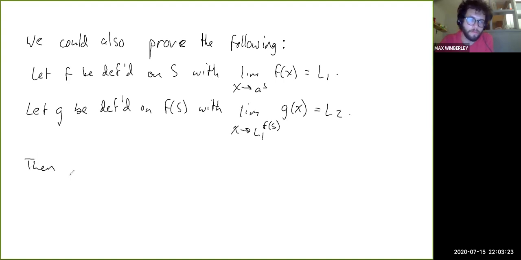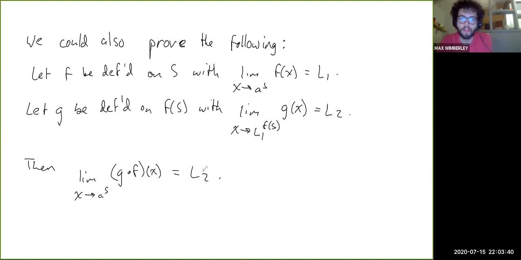Then what we can say is the limit as x approaches a along S of g compose f of x equals L2. That's the statement. And so you can see from here that neither L1 nor L2 is expressed as the value of one of these functions, right? L1 may not be f of a because f might not be continuous at a. Similarly, L2 might not be g of L1 because g might not be continuous at L1, but it doesn't end up mattering in the end.